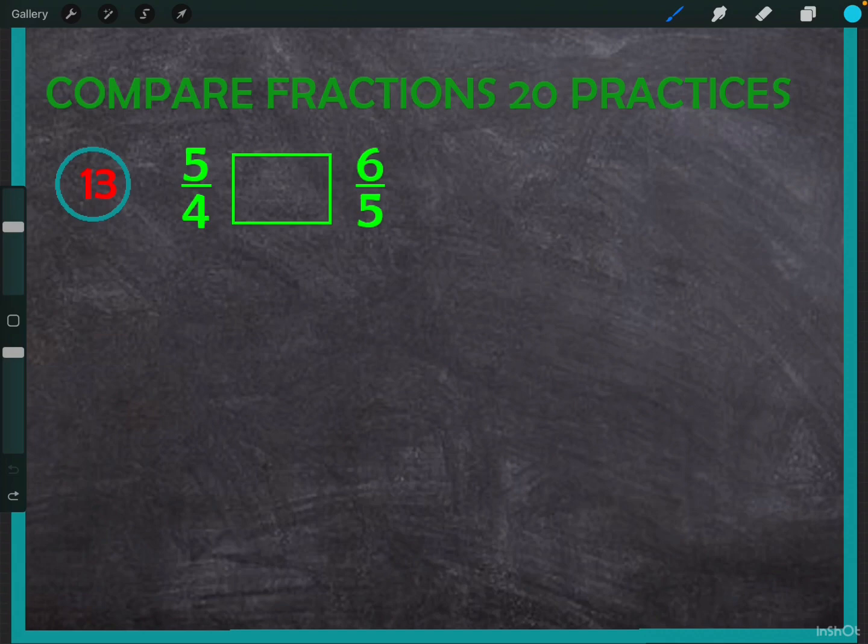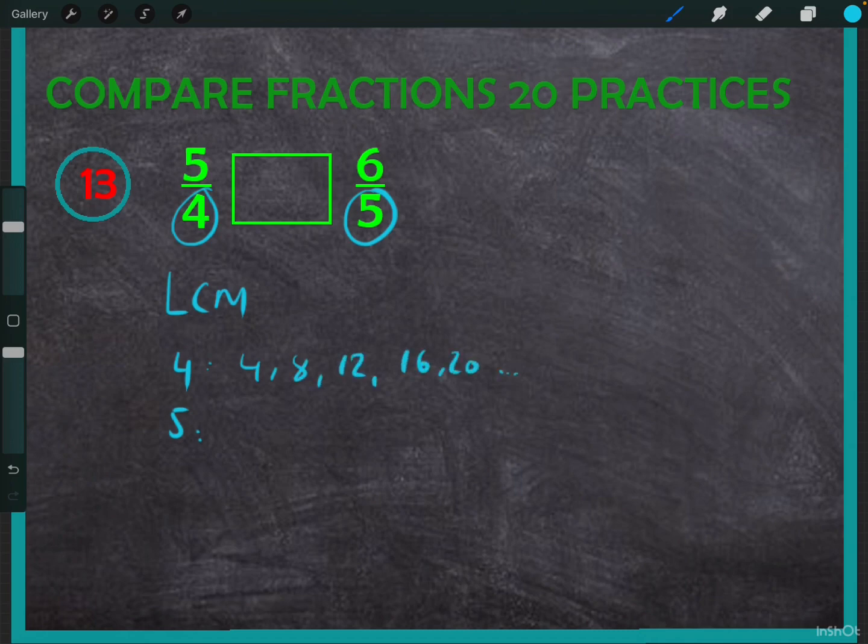Practice 13, we have two fractions 5 over 4 and 6 over 5. These two fractions have different denominators, 4 and 5. To compare them, we must go ahead and find the LCM for number 4 and number 5. First, we find the multiples for 4: 4, 8, 12, 16, 20, etc. For number 5, we have 5, 10, 15, 20, etc. We see that 20 is the LCM, or the least common multiple of number 4 and number 5.